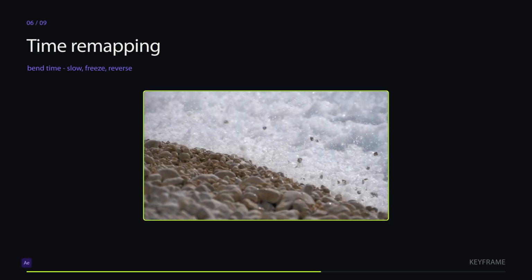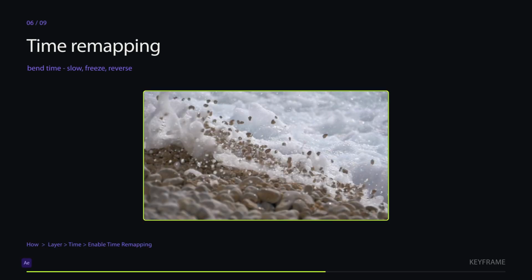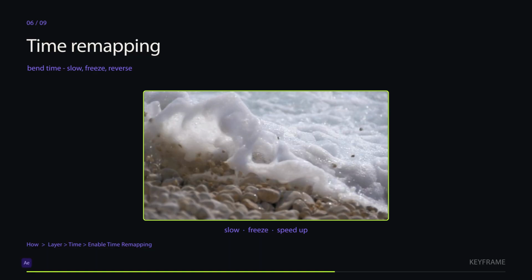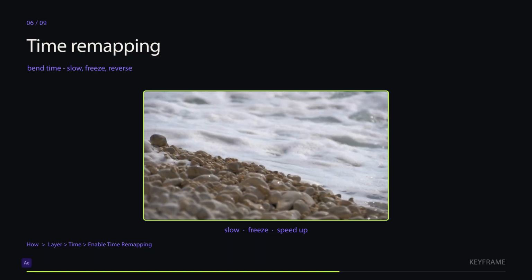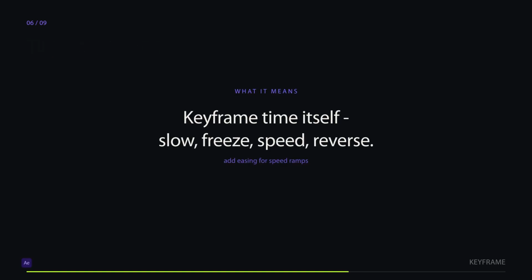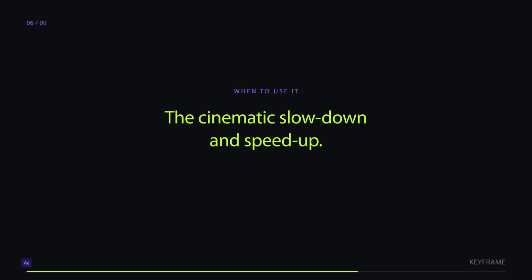Time remapping gives you control over speed. Enable it, and you can slow a clip to a crawl, freeze a frame, speed it up, or even play it backwards, all with keyframes. Add easing to those keyframes and you get smooth speed ramps, the cinematic slowdown and speed up you see in every modern edit.